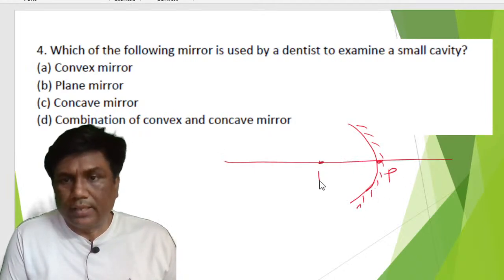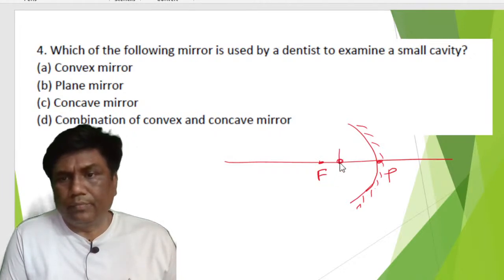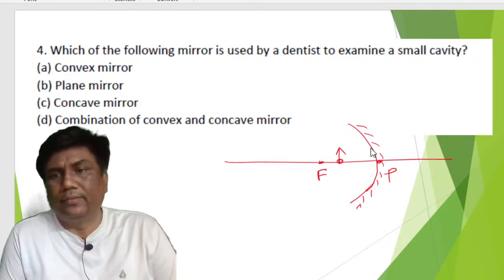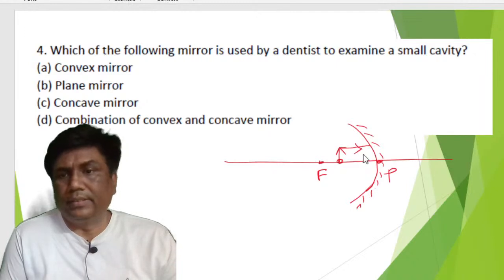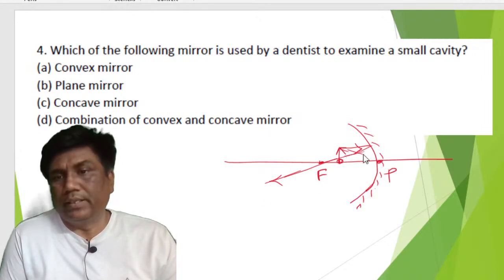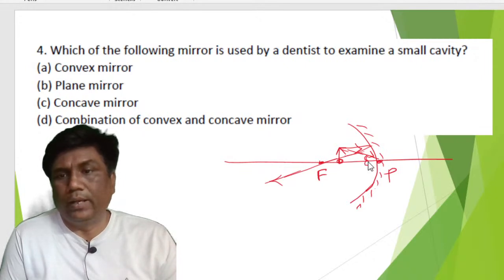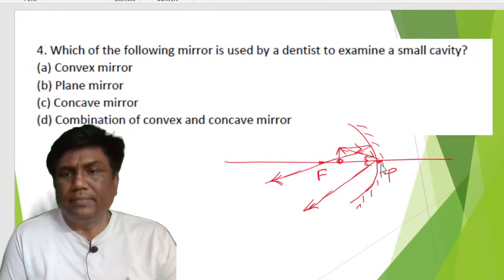Say this is the focus. When the object is placed within the focal length, if I draw the ray diagram, this is the parallel ray, so it will go towards the focus. Say this one is going towards the pole, forming an equal angle of reflection, so it will go back. These two are diverging, but if you extend them back, they are supposed to meet at this point. So this is the ray diagram.